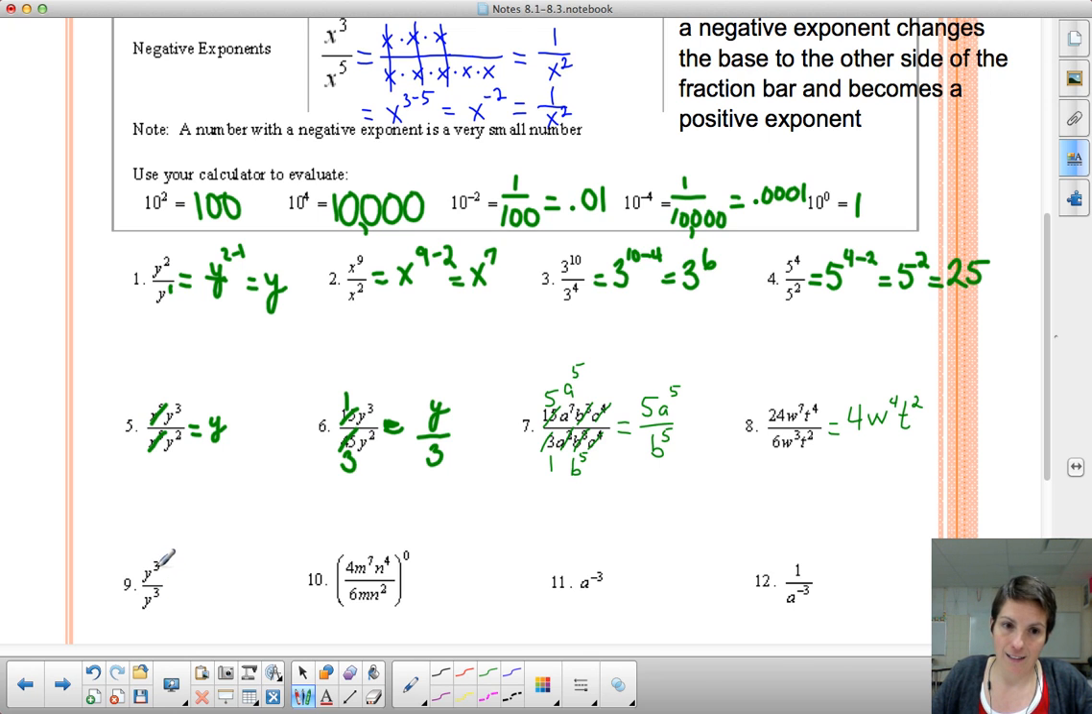Let's move to number 9. Actually, yeah, let's move to number 9. Y to the 3rd over y to the 3rd. Well, hopefully you don't have to think about that one too much. Here's where I said that tricky stuff.